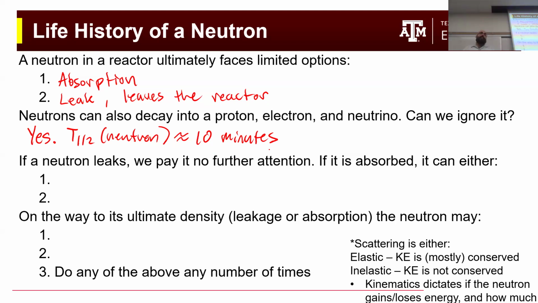And if a neutron leaks, then we can't do anything about it. It's gone forever. We don't care about it. But if it gets absorbed, there's two main things that an absorbed neutron can do. If it's absorbed, hopefully it will make something fission, so it can induce the target atom to fission.